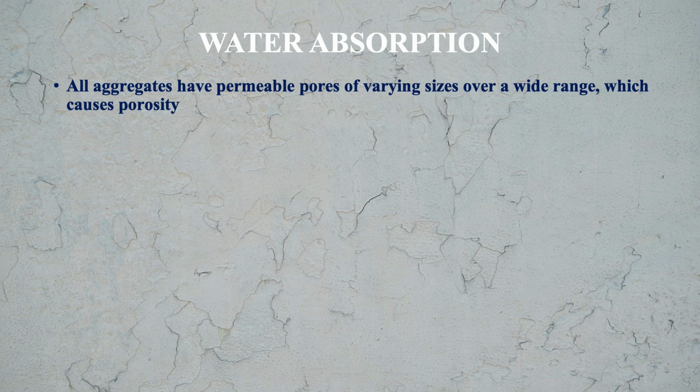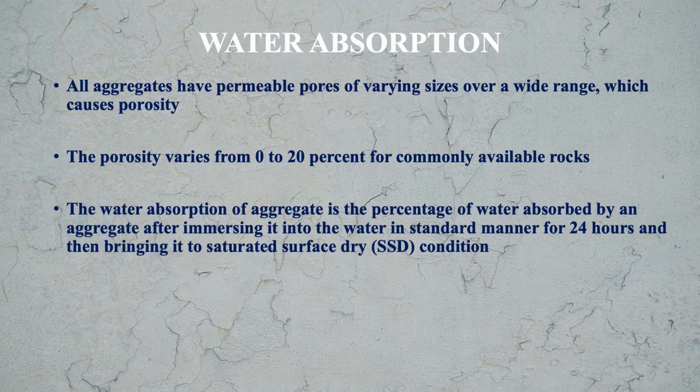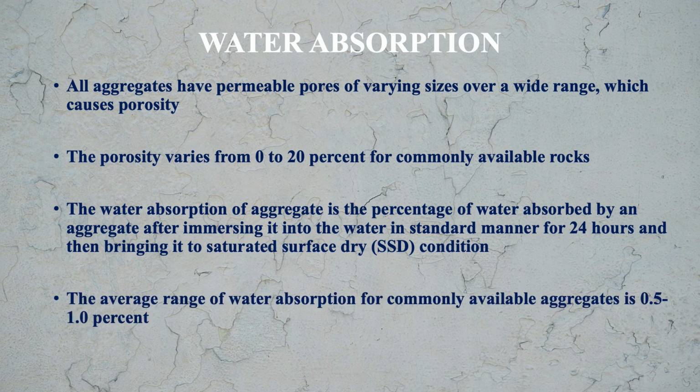All aggregates have permeable pores of varying sizes over a wide range, which causes porosity in the aggregate. The porosity varies from 0 to 20% for commonly available rocks. The water absorption of aggregates is the percentage of water absorbed by an aggregate after immersing it into the water in a standard manner for 24 hours and then bringing it to saturated surface dry condition. The average range of water absorption for commonly available aggregate is 0.5 to 1%. So this is the water absorption.